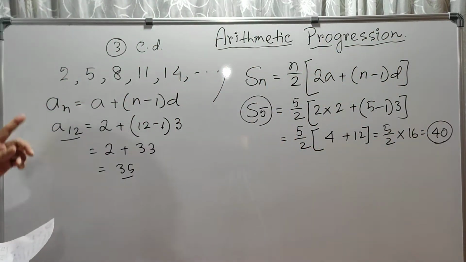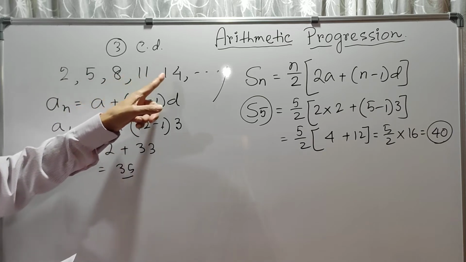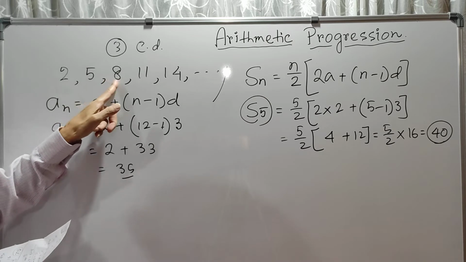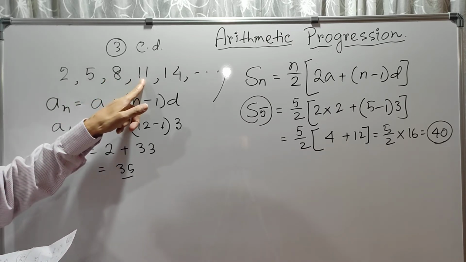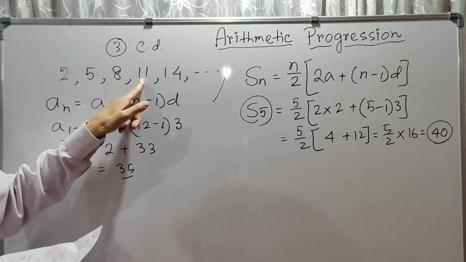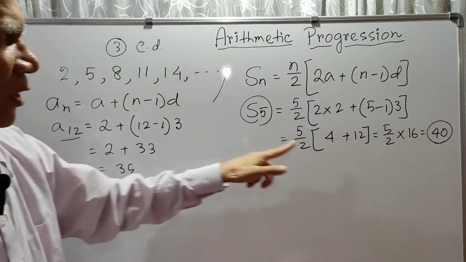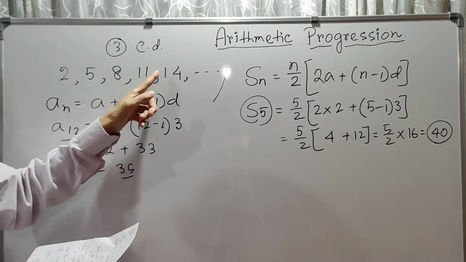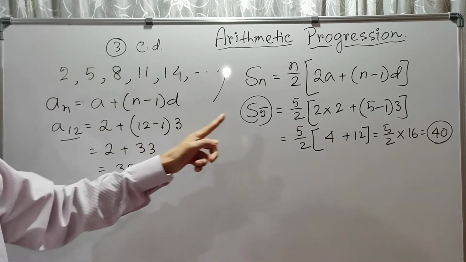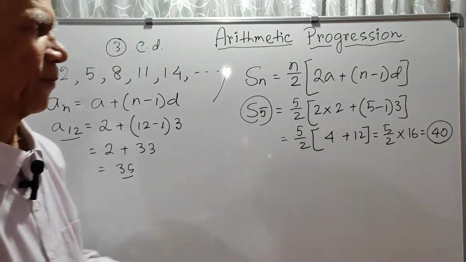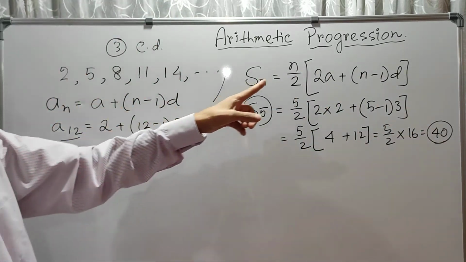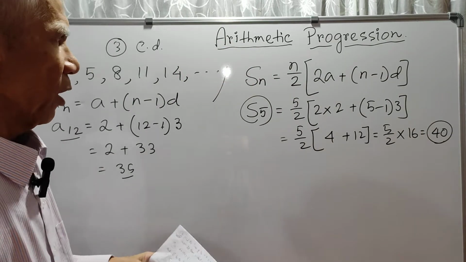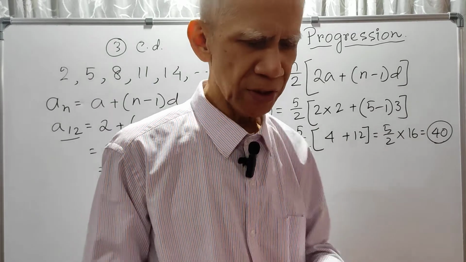You can verify. First term, second term, third term, fourth term, fifth term. So, add them. 2 plus 5, 7. 7 plus 8, 15. 15 plus 11, 26. 26 plus 14, 40. See? 40. The sum of all these 5 terms you have found out by this formula, which is 40. So, these two are the basic formulas for arithmetic progression, right? Okay, with this knowledge, let us proceed to some questions.